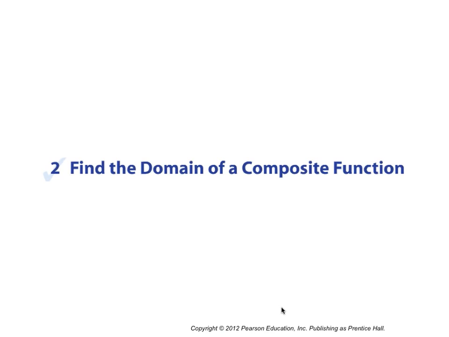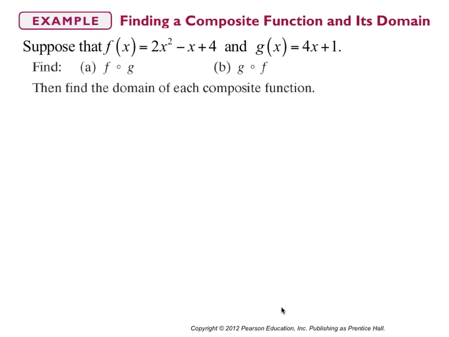The next composite function. So let's say that we have a function f of x, which is equal to 2x squared minus x plus 4, and we have a function g of x, which is equal to 4x plus 1. We want to find f composed with g and g composed with f, and then we also want to find those domains.